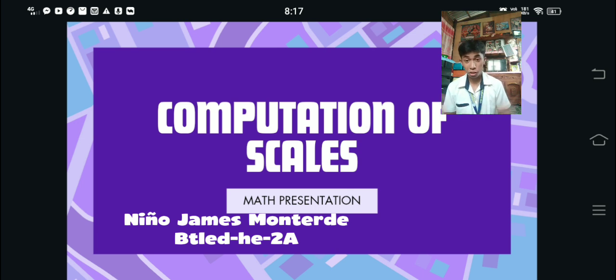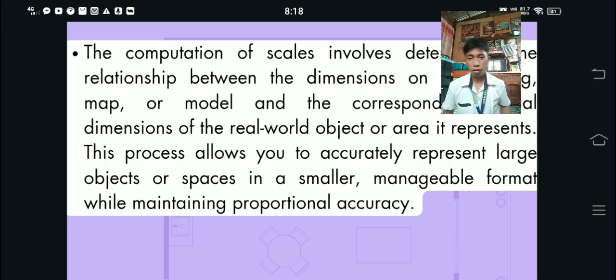So let's start. Computation of skills involves determining the relationship between the dimensions on a drawing, map, or model, and the corresponding actual dimensions of the real-world objects or area it represents. This process allows you to accurately represent large objects or spaces in a smaller, manageable format while maintaining proportional accuracy.